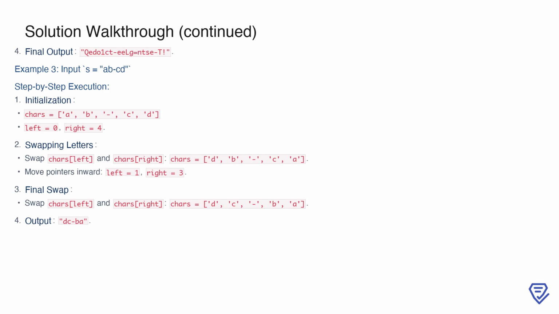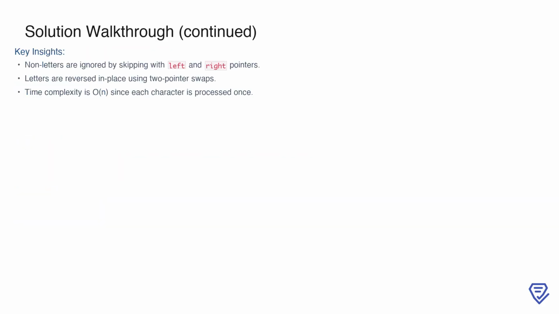In a shorter example, such as obcd, the same logic applies. Letters are swapped from the ends inward, while the dash character is ignored. This results in dcba. The key insight of this solution is that non-letter characters are ignored by the pointers, ensuring they remain in place. Only the letters are reversed, and this is achieved using efficient in-place swaps with the two-pointer technique. The time complexity is O(n), because each character is processed only once, making this approach both simple and optimal for this type of problem.